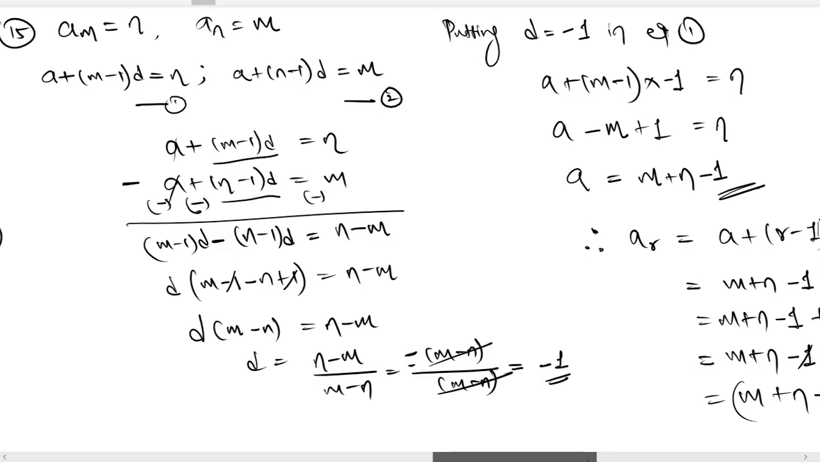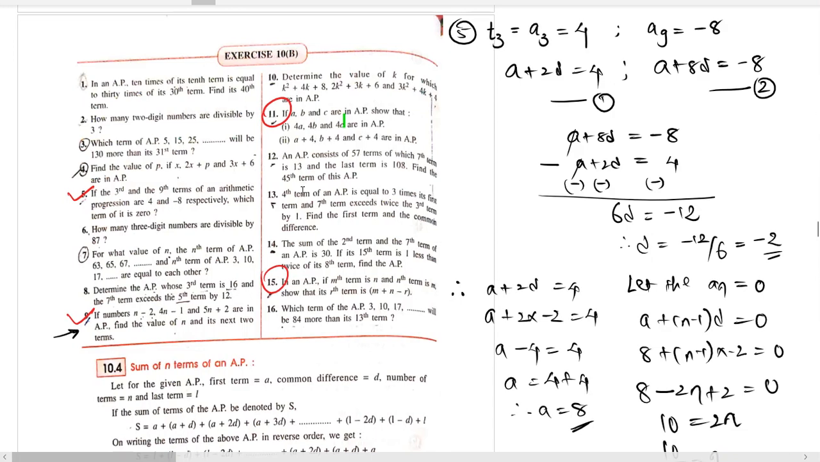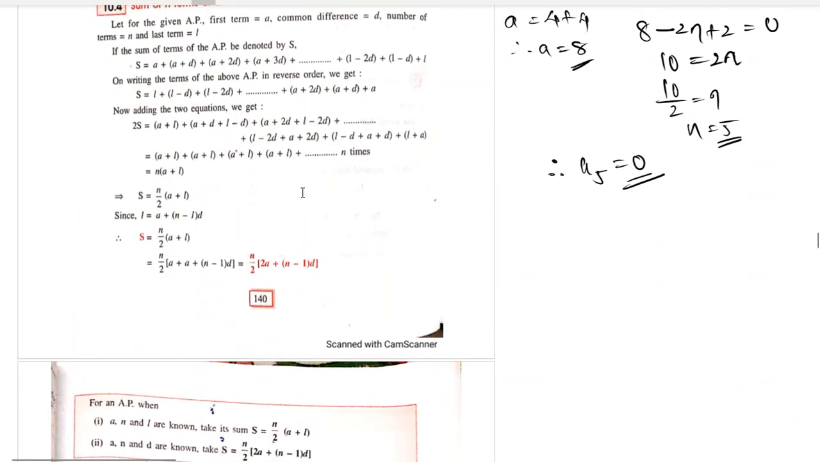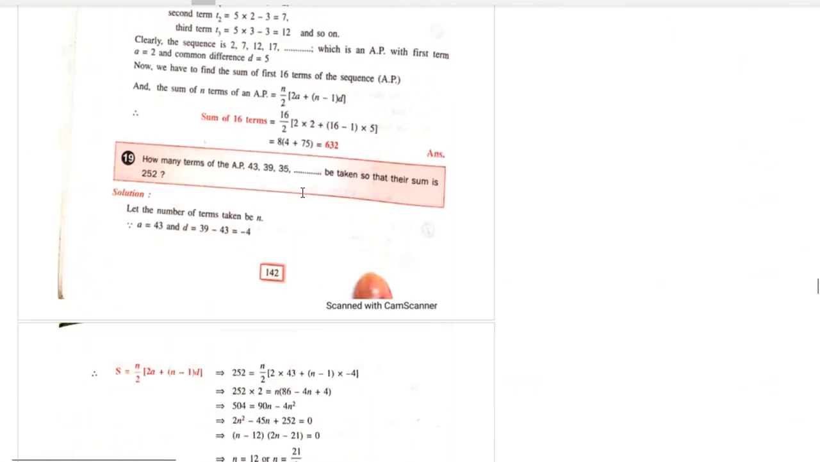Question number 15. It was a good one. So we have solved these 4 doubts from exercise 10b. Let's go ahead. Oh, many more doubts are coming up. 5 doubts in this exercise 10c. Let's see.